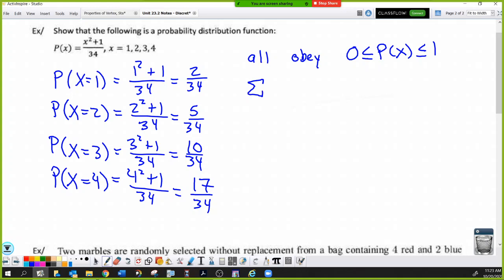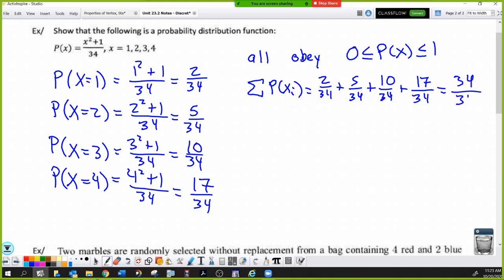if we add up all of the probabilities, we get 2 over 34 plus 5 over 34 plus 10 over 34. That's 17 so far. Oh, and there's the other 17. I was going to write 17 again for some reason. Come on, active panel, you can do it. There we go. Squeeze it in there, probability. It equals 1. Therefore, yes, you have a probability distribution function.